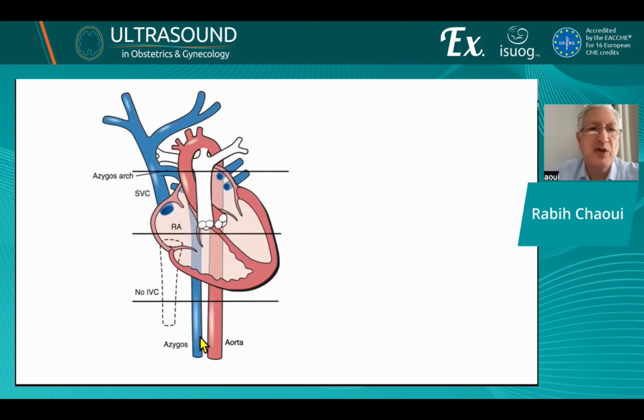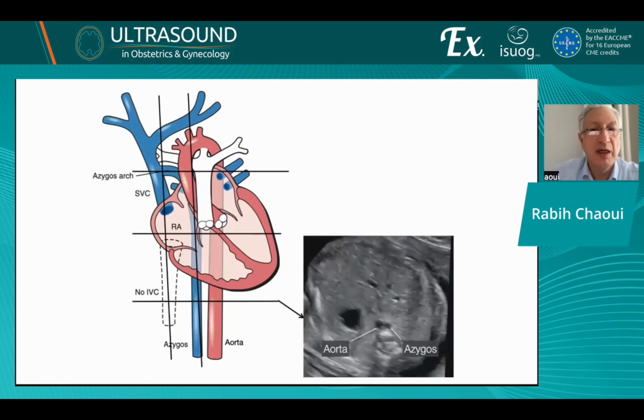And the azygous, as you know, is connected to the superior vena cava, or sometimes it can also be the hemiazygous, which is dilated. What we can get here from these views is to have the different planes where you can demonstrate this condition. You can demonstrate it at the level of the upper abdomen, of the four-chamber view, of the 3-vessel view, or in the sagittal or parasagittal views.